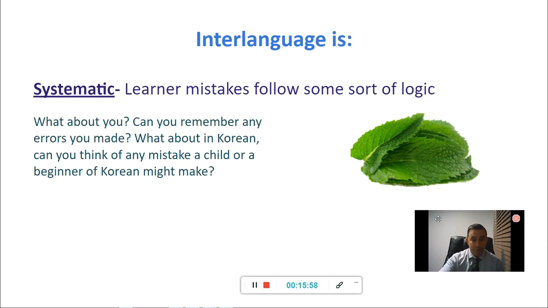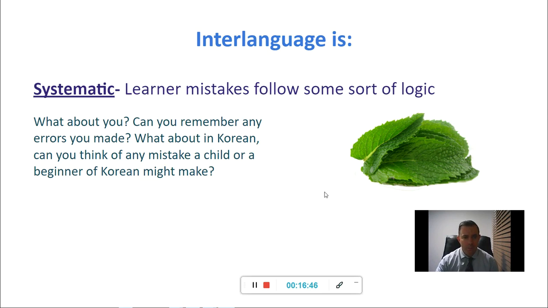So learner mistakes follow some sort of logic. For example, a colleague of mine once saw sesame leaves in a samgyeopsal restaurant, and he used to call it gaesip, something like this, based on the spelling, which you'll notice in your student books on page 27. And so he didn't realize it was genip because he'd made a rule about the spelling and the pronunciation, which was inaccurate. So a kind of interlanguage in a sense.